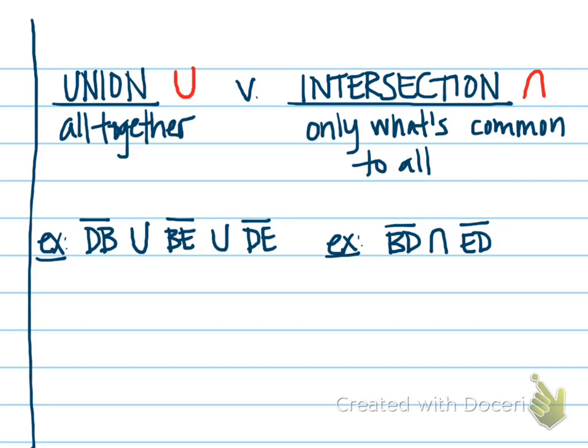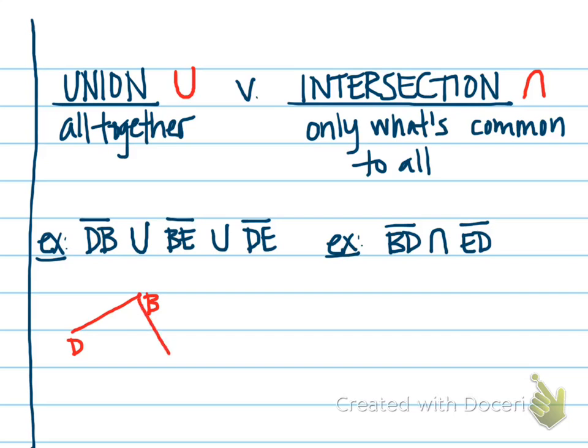It says segment DB, union with segment BE, union with segment DE. The question wants to know, what does this make? So what we're going to do is put them together. I'm going to start off by drawing a segment. I'm going to label its endpoints D and B. Now I'm going to draw segment BE. Well, BE shares a point with segment DB. They both share B. So I know one of the ends of the segment has to come off of the B.